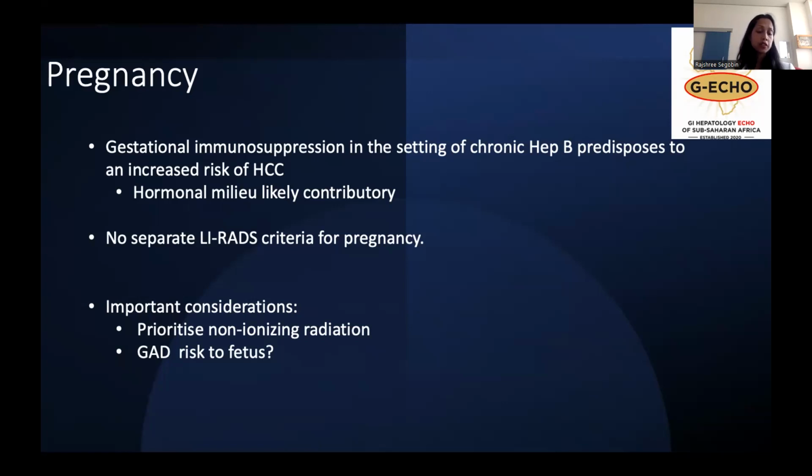And when there's high risk of the lesion being HCC, we would proceed to do cross-sectional imaging, which would be an MRI, but we have to be mindful of the risk of gadolinium to the fetus and the relative safety of Primovist versus gadolinium. And the risk is essentially due to the immature blood-brain barrier of the fetus.